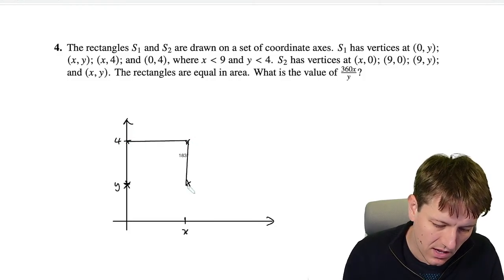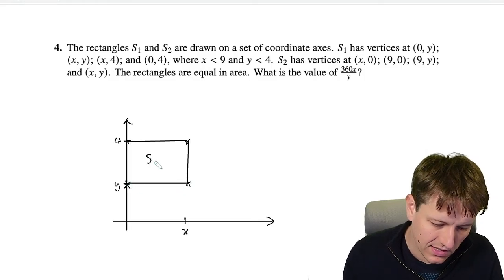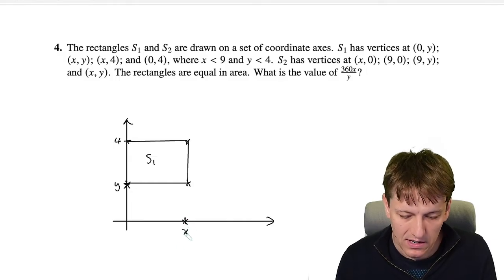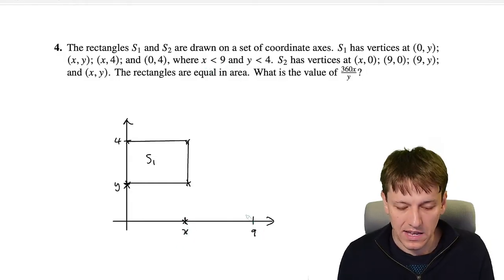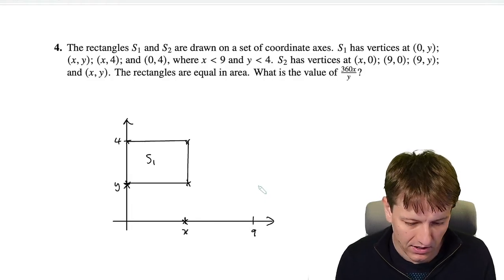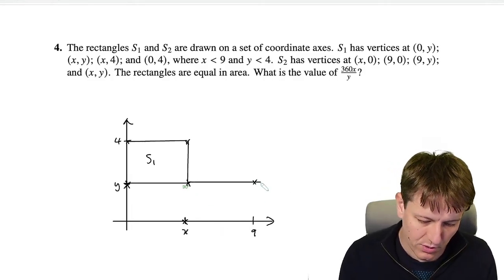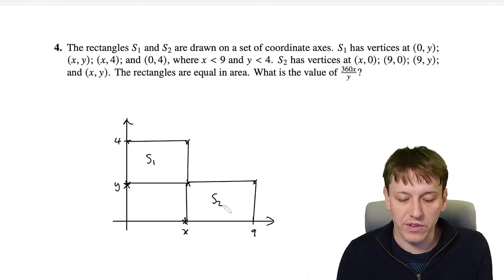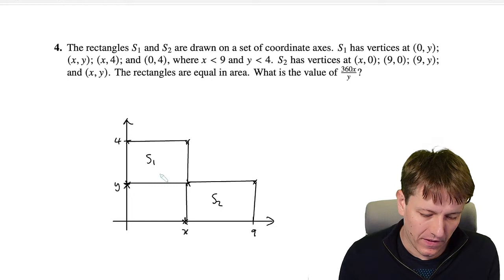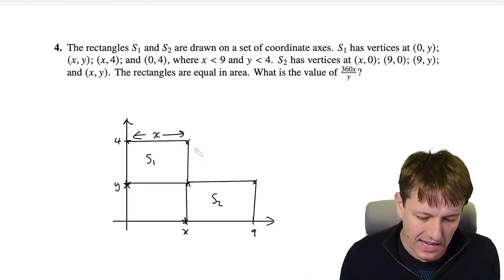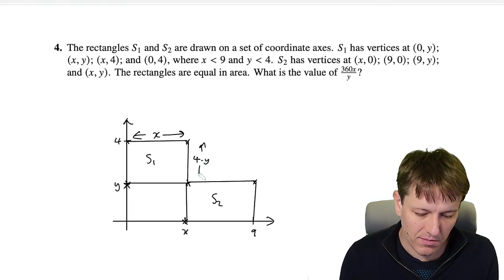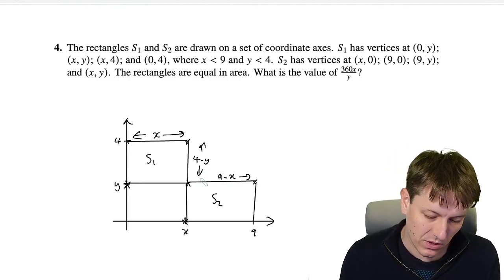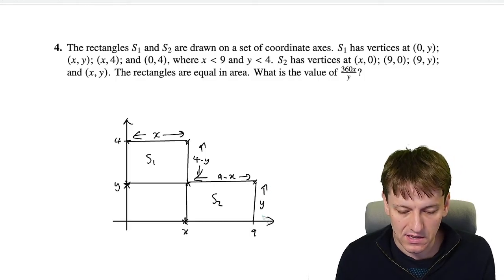And so there's my rectangle S1, and let's just label that. And then S2 has vertices at x, 0, so here, 9, 0, and again 9 is bigger than x, so that's to the right here, at 9, y and at x, y, so I can also draw in my rectangle here, S2, and we're told that these have an equal area. Well, the width of this rectangle is x and its height is 4 minus y, and for this rectangle S2 its width is 9 minus x and its height is y.